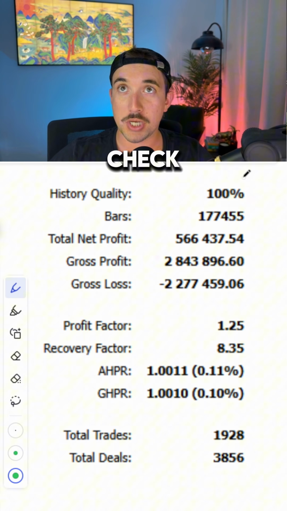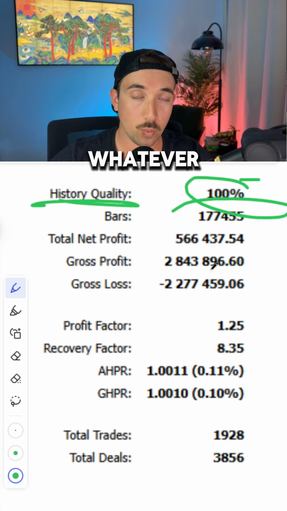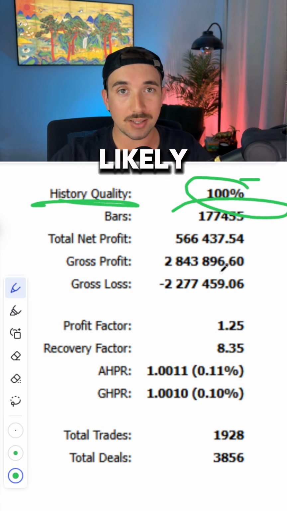The first thing you need to check is what is your history quality? If it's not 100%, you need to disregard whatever the backtest says because it's most likely unreliable.